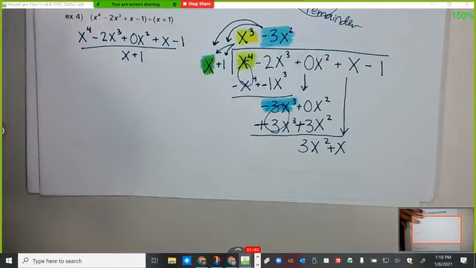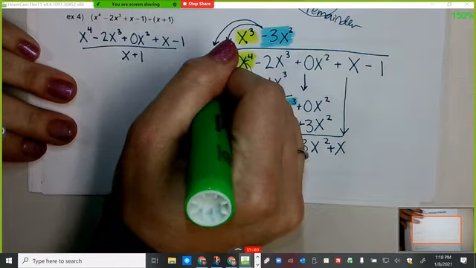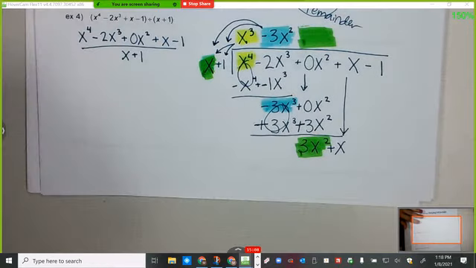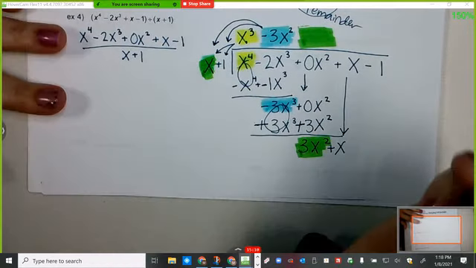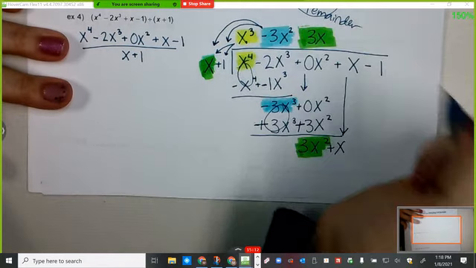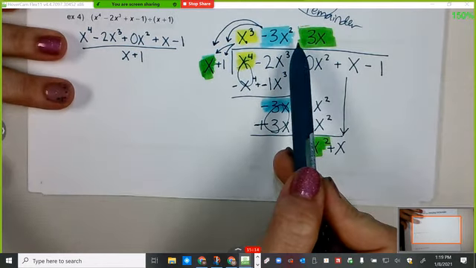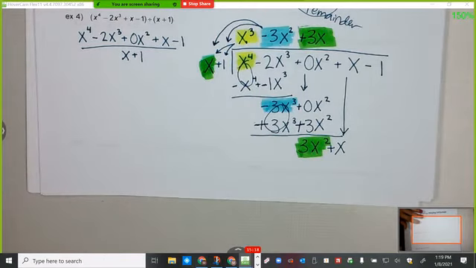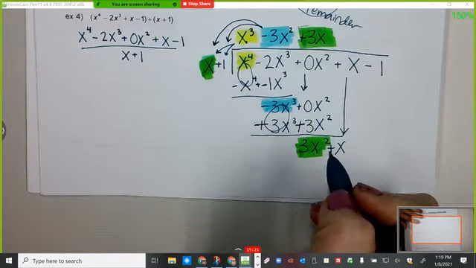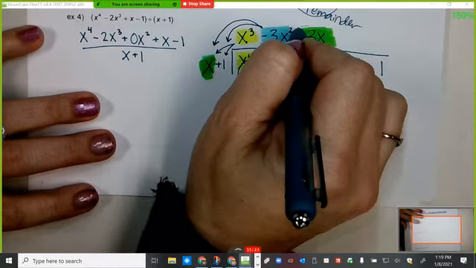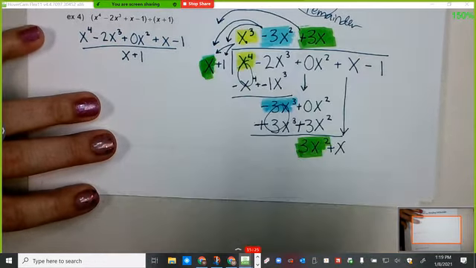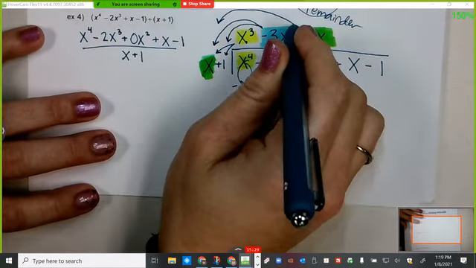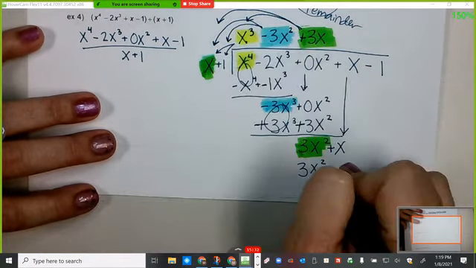So x times what gives us 3x squared? 3x. Positive or negative? Because if we just write 3x, we're missing our symbol in between. So always label positive or negative after your first term. So then we do 3x times x. It's 3x squared. 3x times 1 is positive 3x.